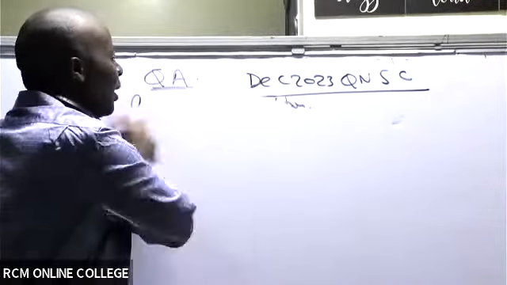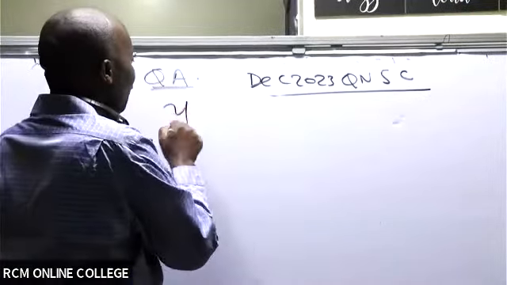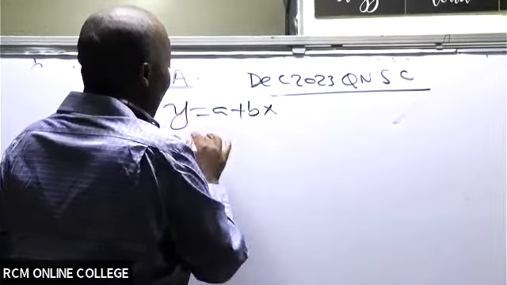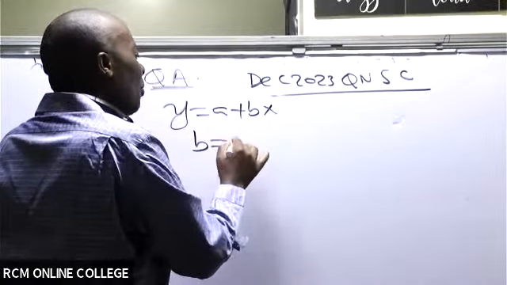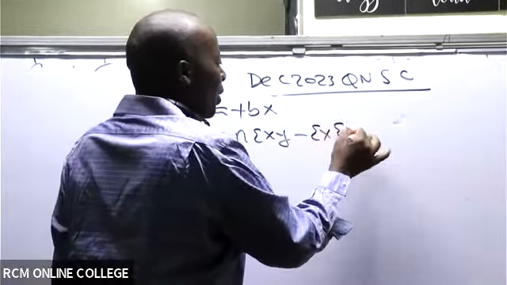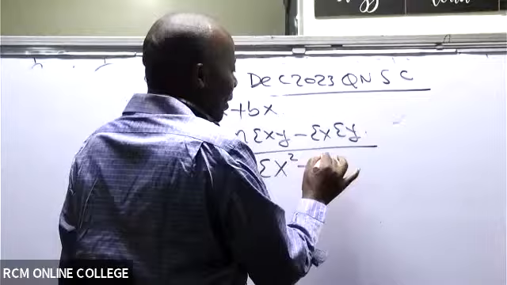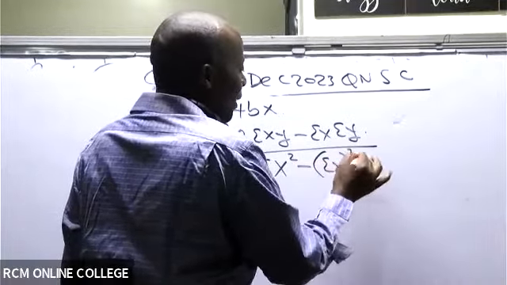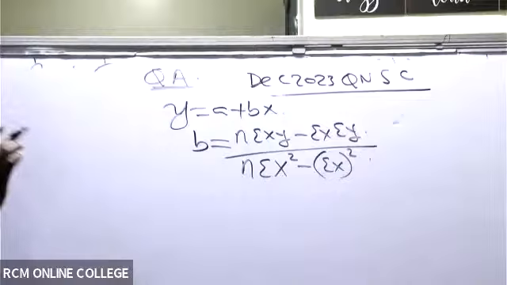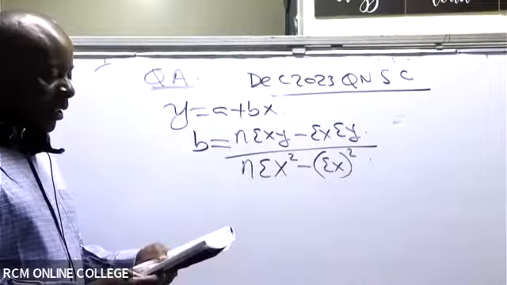Because if we know that regression is used to ascertain equations of the form y equals a plus bx, then to get b, which is the gradient, we normally talk of n, summation of xy minus summation of x, summation of y, all over n into summation of x squared minus summation of x, all squared. So we start first of all by getting that gradient.